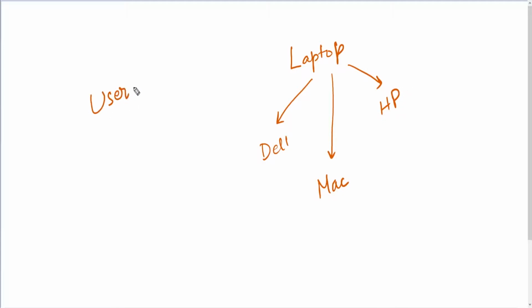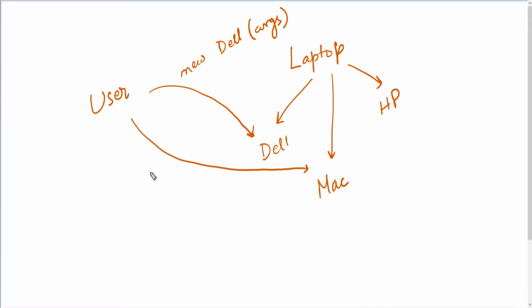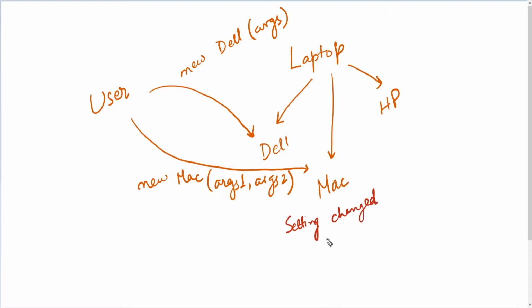If a user needs to get a laptop of type Dell, they need to create it by themselves and pass all the required configuration. Similarly, the user needs to be aware of the parameters required for MacBook configuration, and there can be n number of users. And suppose any configuration got changed in the Mac class, then all the users need to change their configuration parameters.